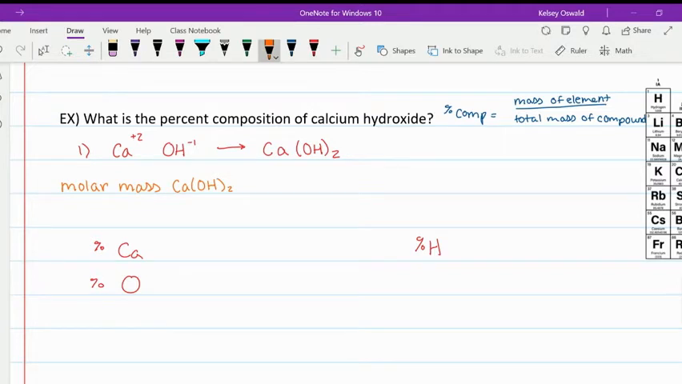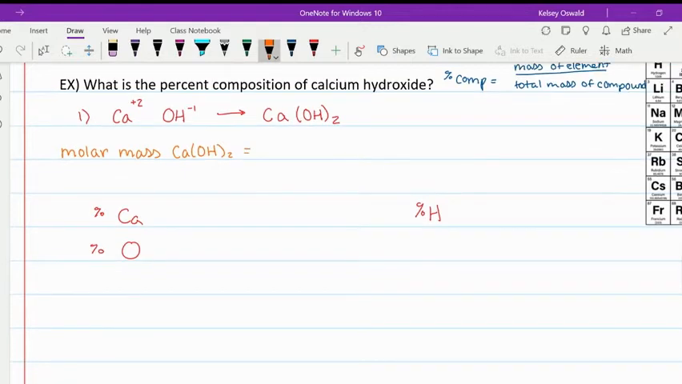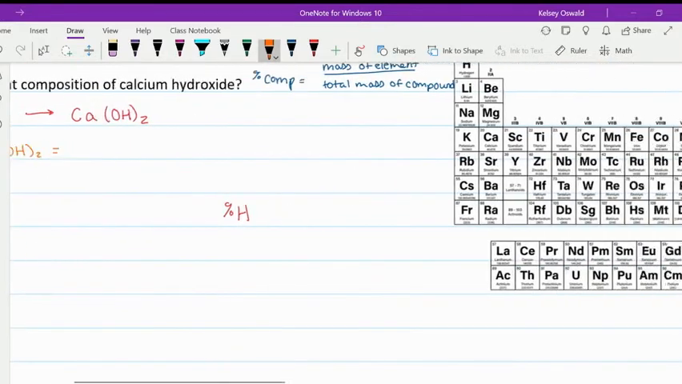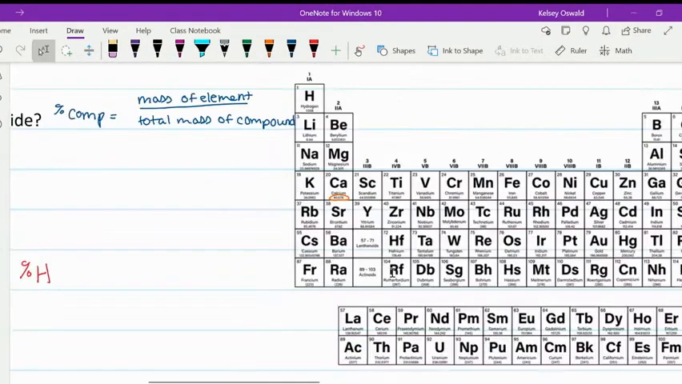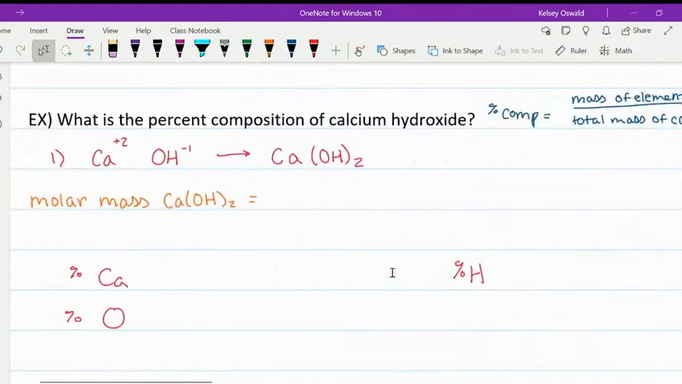Okay, so remember, to find our molar mass, we are going to look at our individual elements on the periodic table. So if we look at calcium, we're going to see we have this 40 at the bottom of calcium's square. And that number on the bottom tells us our mass. Okay, so this tells us that's a mass of 40 that we're going to want to add when we're calculating our total mass. We only have 1 calcium, so we only have to add 40. And then to that, we need to add the masses of oxygen and hydrogen.